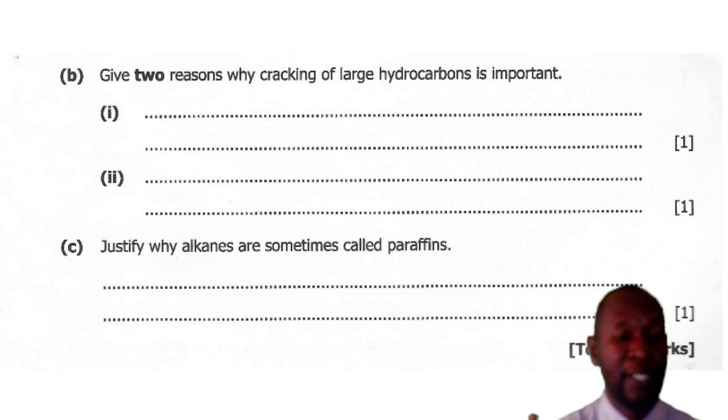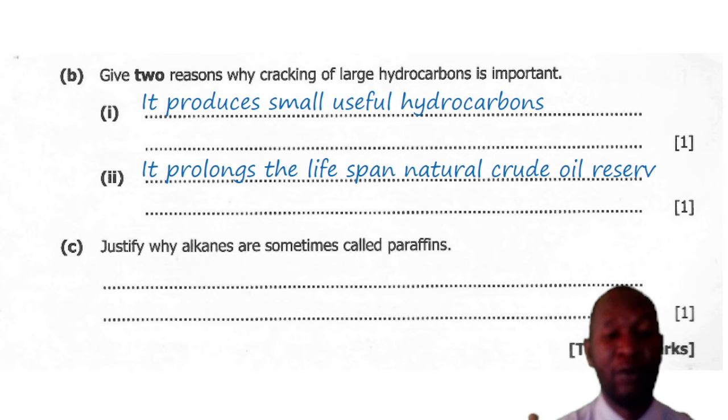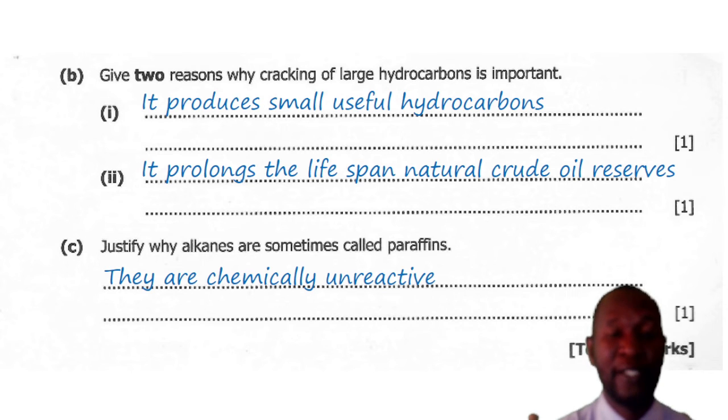Part B. Give 2 reasons why cracking of large hydrocarbons is important. The first importance is that it produces small useful hydrocarbons, and secondly it prolongs the lifespan of natural crude oil reserves. Part C. Justify why alkanes are sometimes called paraffins. They are referred to as paraffins because they are chemically unreactive. So that's why we call them paraffins.